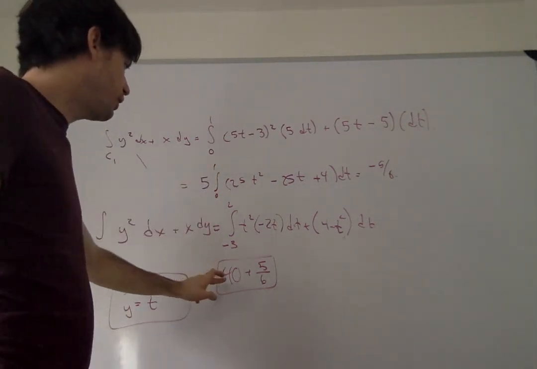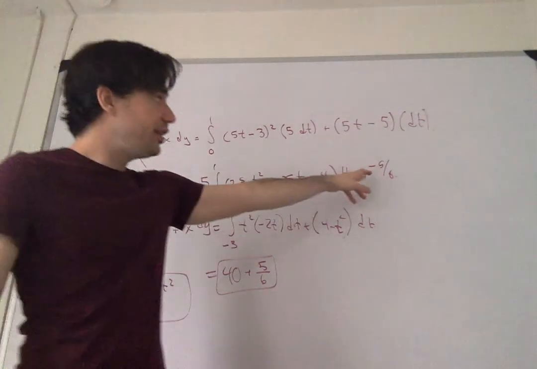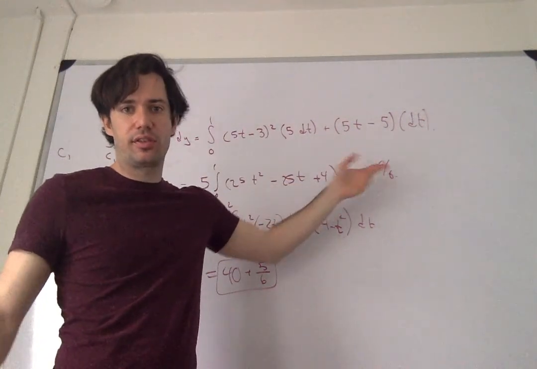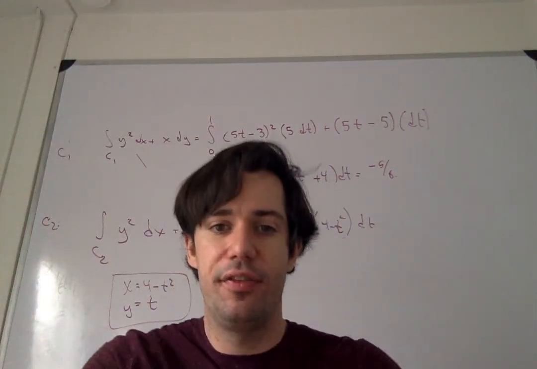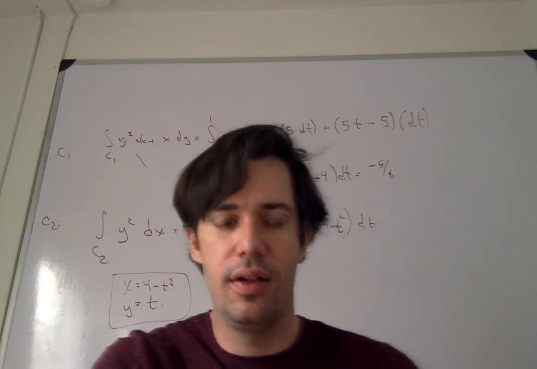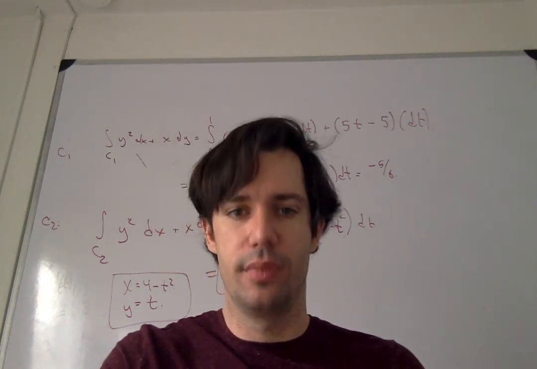When I get my final evaluation, I get 40 plus 5/6, which is clearly not negative 5/6, so the two are not equal. So this is just to illustrate that, in fact, the path between two points does affect your integral. See you in the next video.